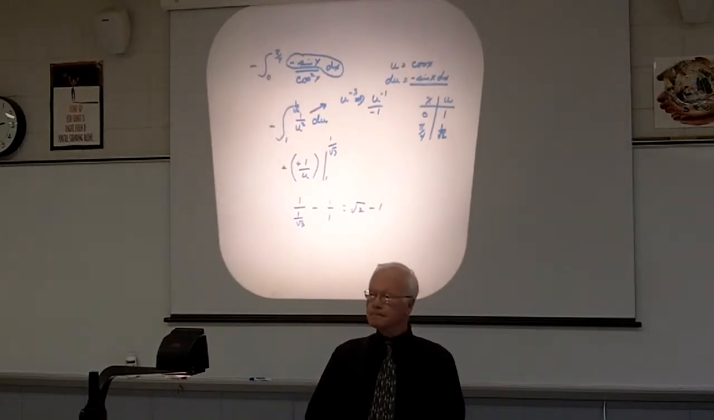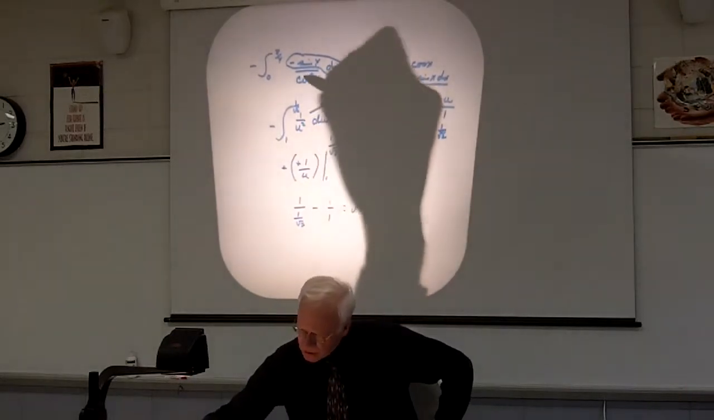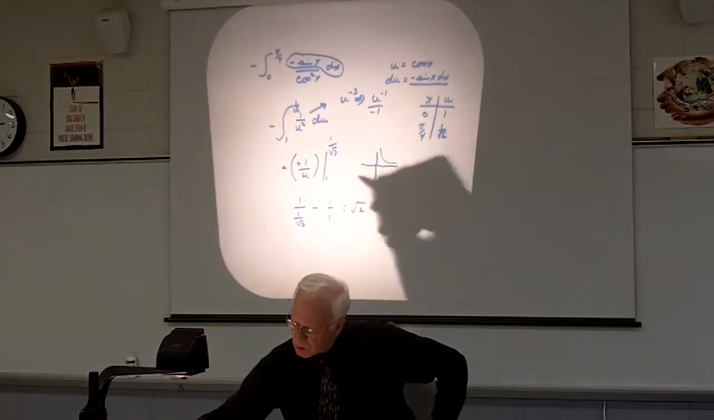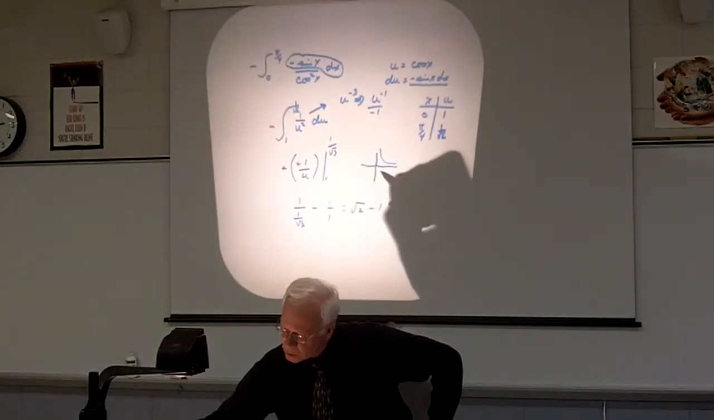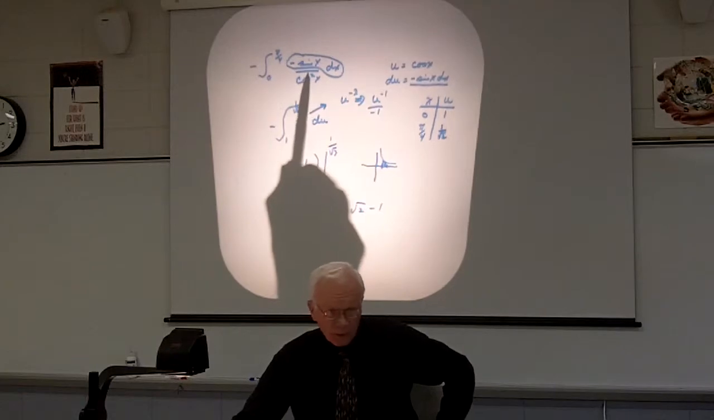And that's the answer. Now, this is a rather interesting function. I don't know what that curve looks like, but this curve looks like this. I think it runs this way. Okay? And we're going to figure out from 1 over square root of 2 to 1. This little area in between here is what we're looking at, and that little area is the same as the area we have up here.